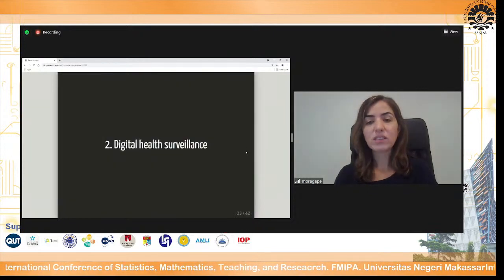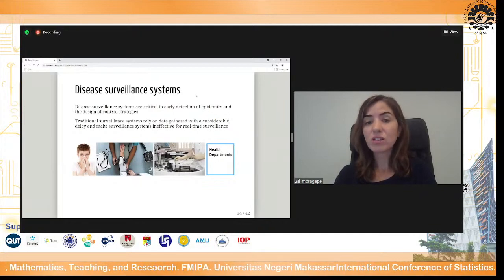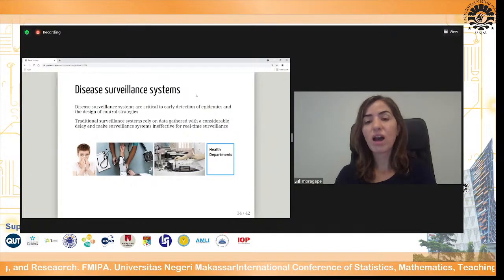I'm also interested in digital health surveillance systems. As you know, surveillance systems are critical to the early detection of epidemics and to design control strategies. But traditional surveillance systems have a limitation, and that is that information is delayed from the time that the person gets sick to the time that the person decides to go to the doctor, has the laboratory tests, and that information is in the system. It may take a few weeks. So this information is not useful for taking action in real time.